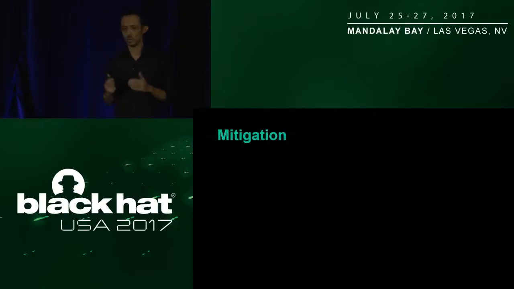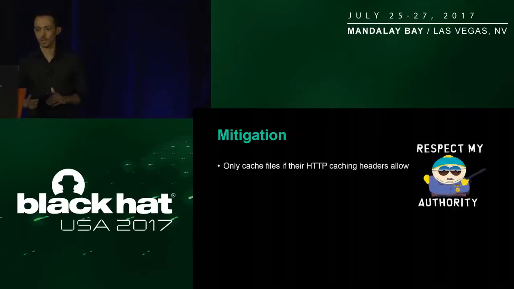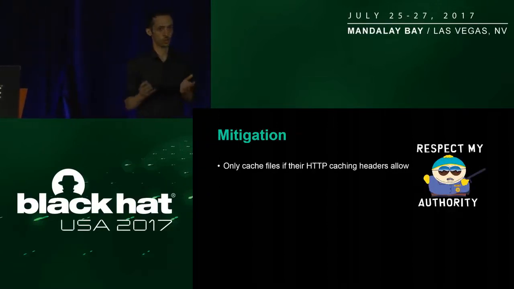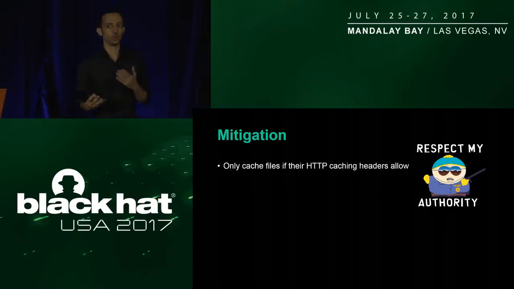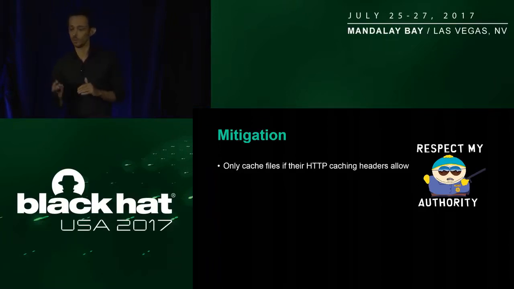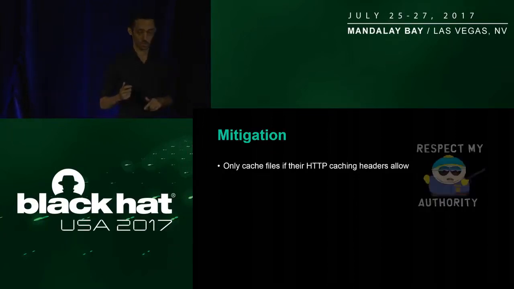Okay, so how can this be prevented? There are a few ways to do so. You can only cache files if the HTTP caching headers allow. Now here, sometimes there are good reasons to disregard or to override the caching headers that arrive from your web server. If you can avoid it, then you probably should. But if you need to override or to disregard these caching headers, there are other things that you can do in order to prevent your application from being vulnerable to web cache deception. Let's have a look at them.